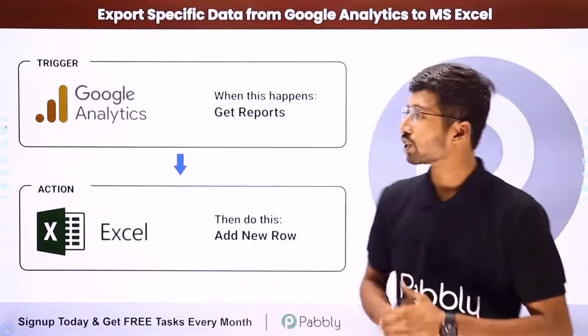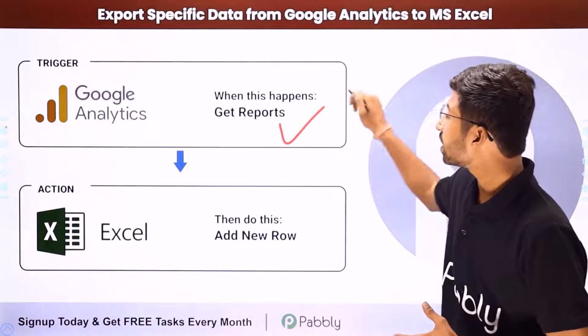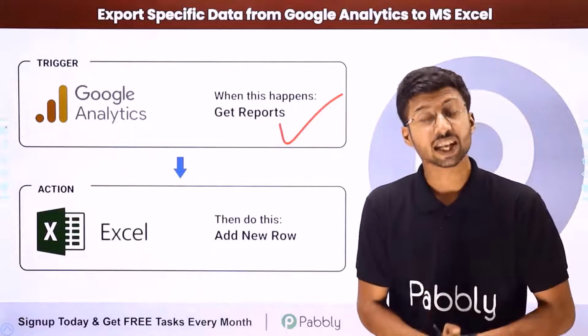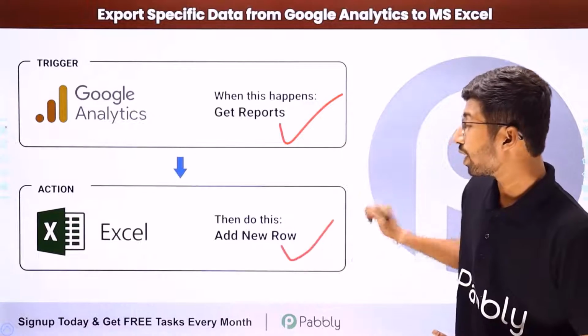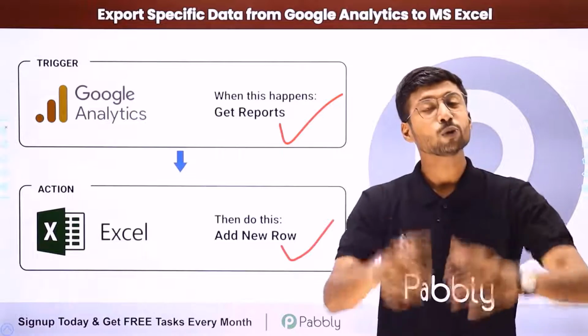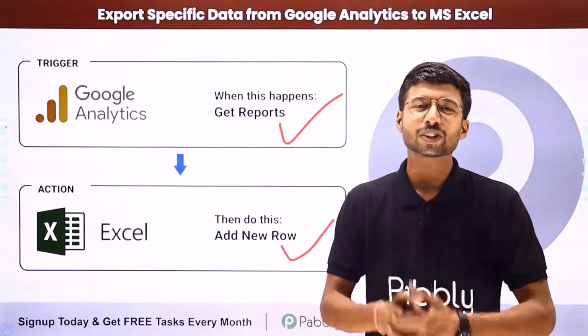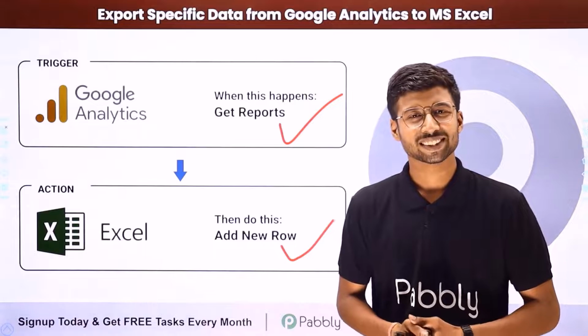To set up this automation, the trigger will be receiving the analytics data from Google Analytics, and the action will be the addition of that analytics data as a new row in Microsoft Excel. Now how can you set up this automation? To know this, you have to come with me to my screen.